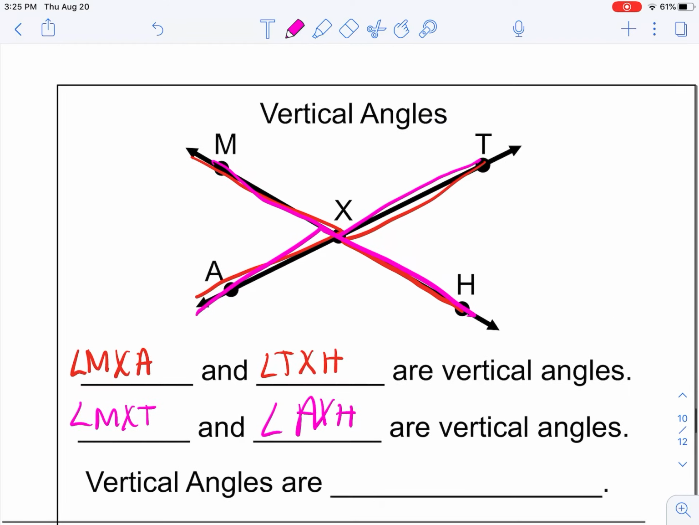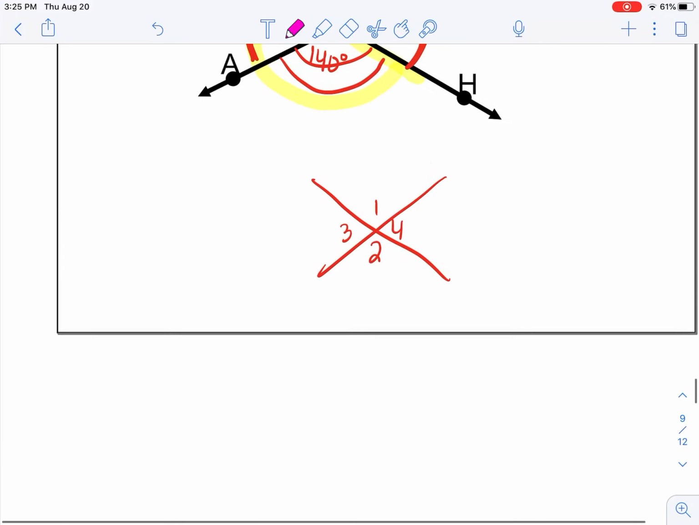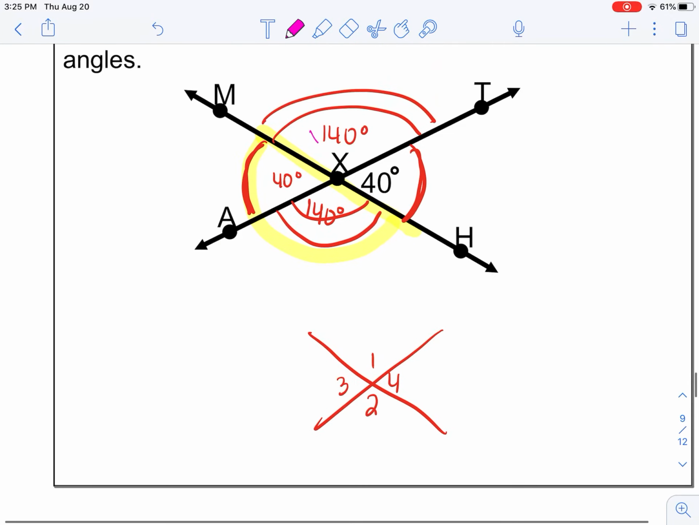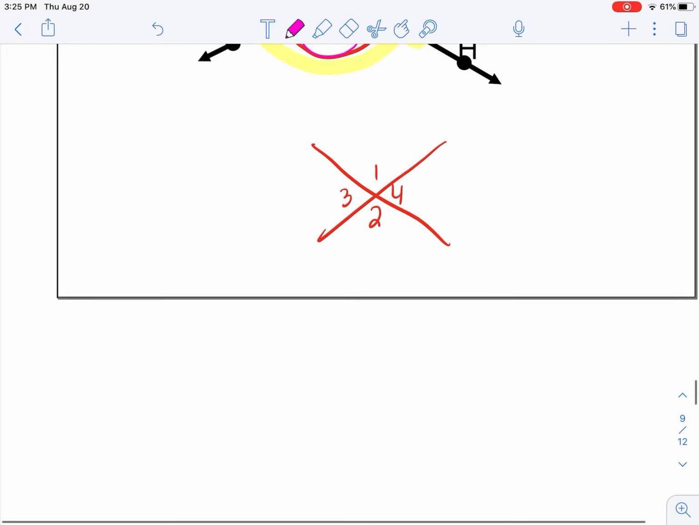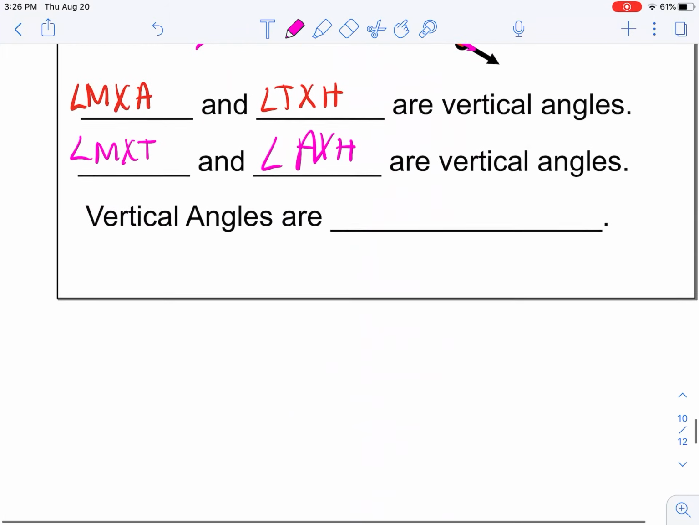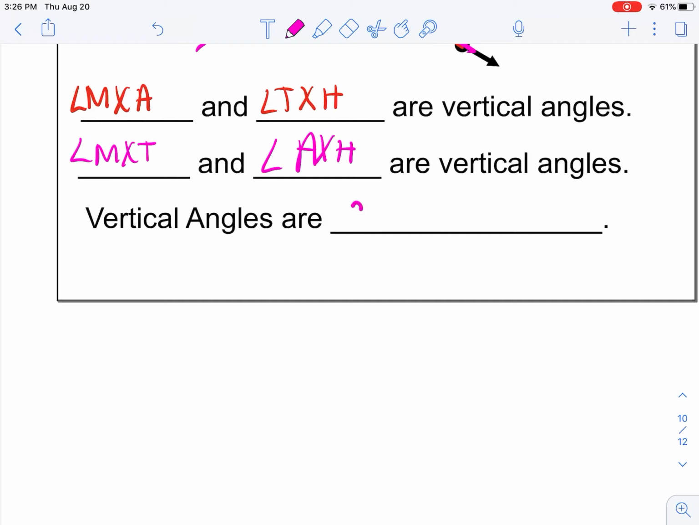What do we know about vertical angles? So if you look at your vertical angles back here, this one is the same as this one, right? So I'm not going to say vertical angles are the same. We're going to use our geometry word. Vertical angles are congruent. Okay, vertical angles are congruent.